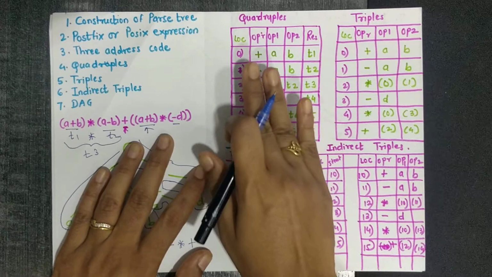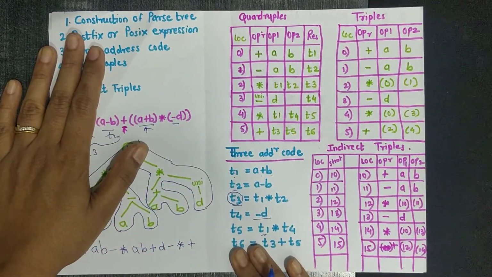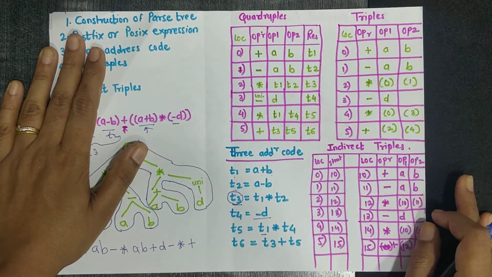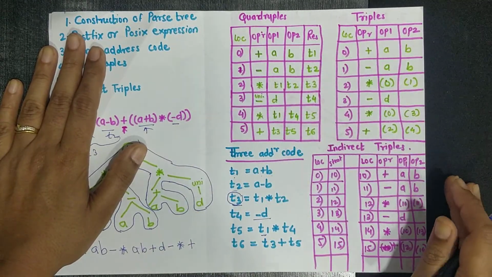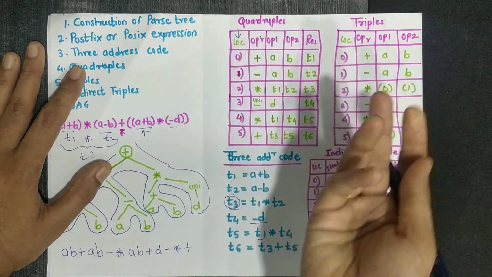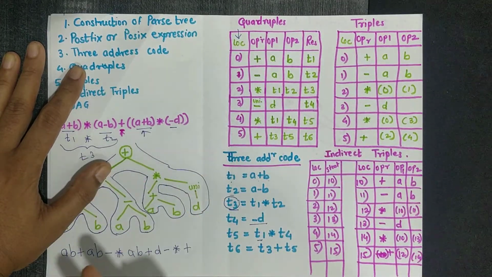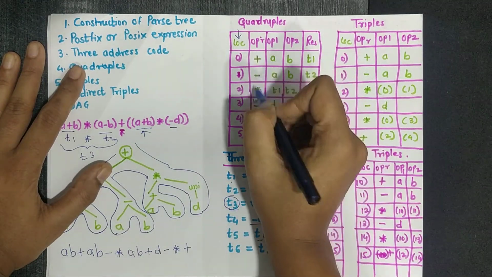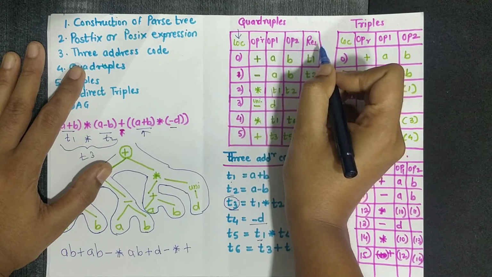Then we move towards the quadruples. Whatever 3 address code is generated will be reflected in the quadruples. Quadruples has columns like this; one column is optional. You can add that column if you want, but it has no use. So: operator, operand 1, operand 2 and result.